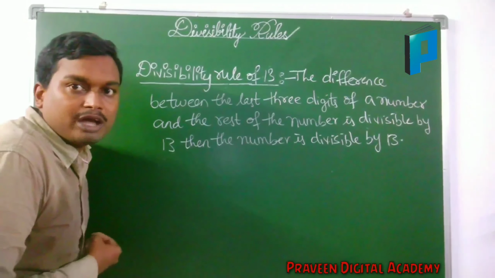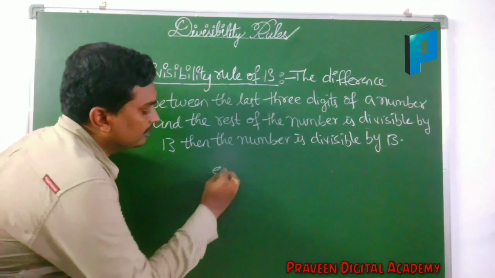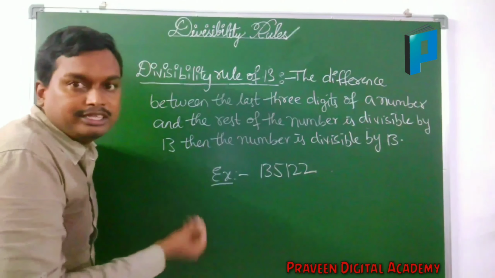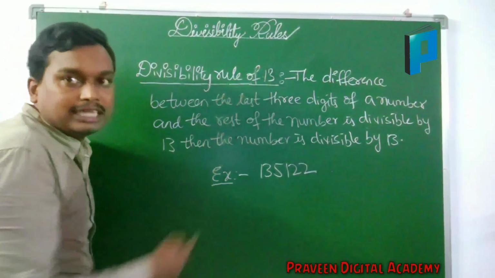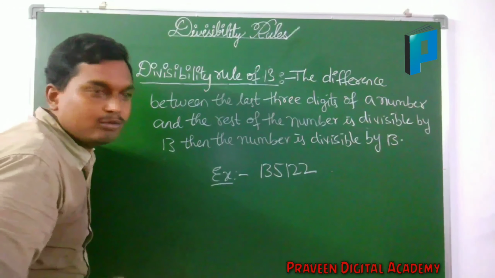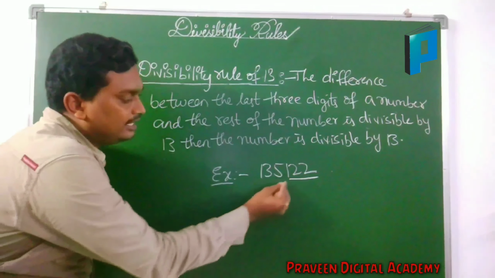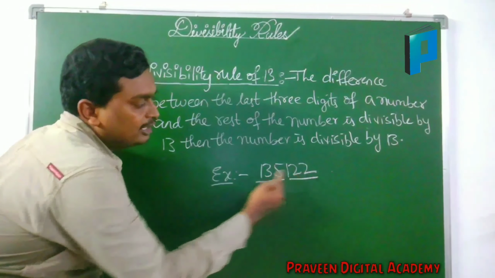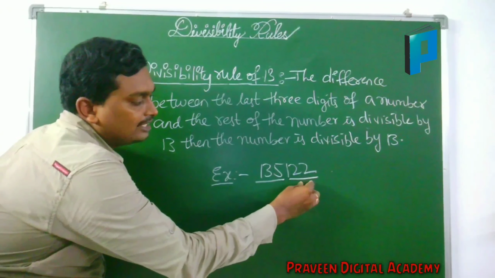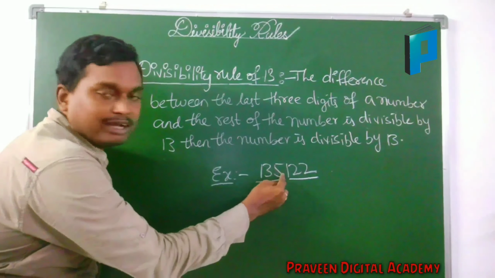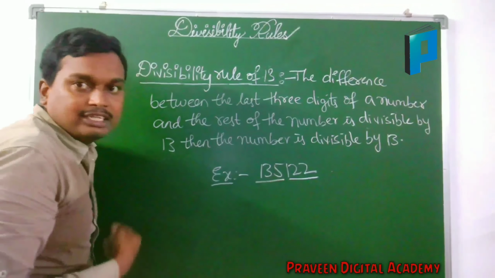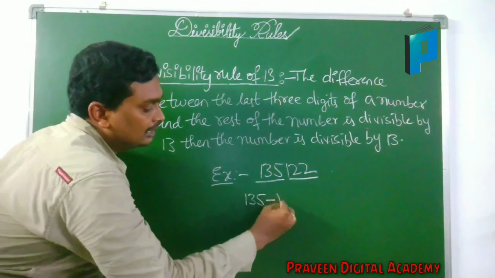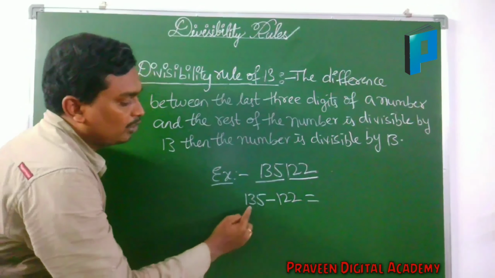For example, if you have a question like 135122, you should check whether this number is divisible by 13 or not. For that, what will we do? We will take the last 3 digits and the other digits, which we call the rest, and subtract them. Here 122 is the last 3 digits and the rest is 135. Which is the bigger one? 135 is bigger, so subtract 135 minus the last 3 digits.